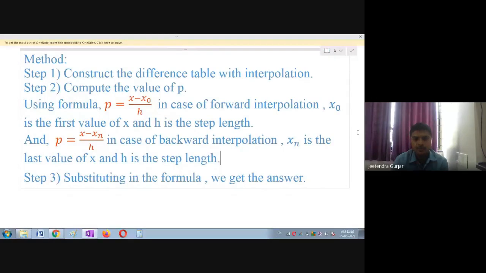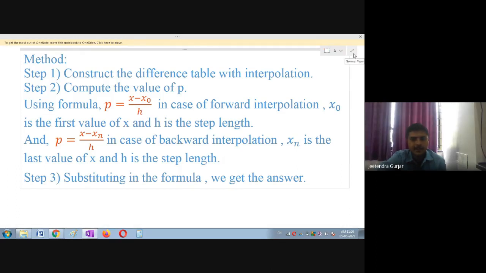Next, you are going to compute P. There are again two types. For forward interpolation, we have P is equal to x minus x naught upon h. And for backward interpolation, we have P is equal to x minus xn upon h, where P is a real number, that you know already. So x is a given value, x naught is the initial value, xn is the last value, and h is nothing but the step length. Then all these values you are going to substitute in the formula, that's it. Only 3 steps are required. This is quite easy and simple. Then we will go on to solve the example.